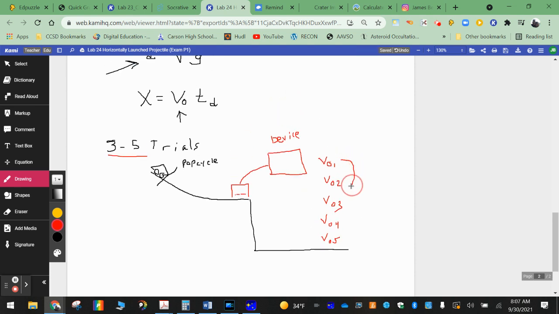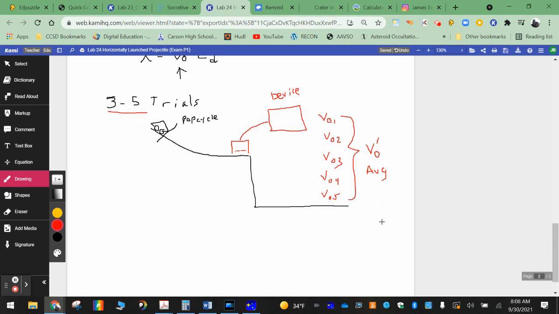What can I do to figure out what the actual velocity is? Yeah, absolutely, take the average. So we'll take V here, and maybe we'll put a little bar over it. It means that this is the average value. So this here is now going to be the average. You can do it 3 times, 5 times. I would recommend 5 times.